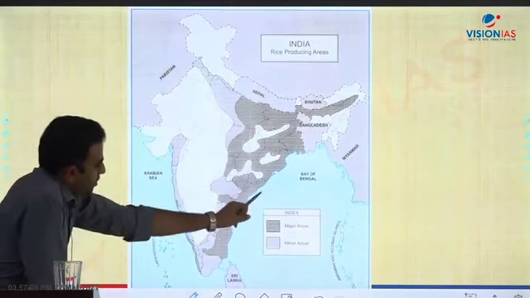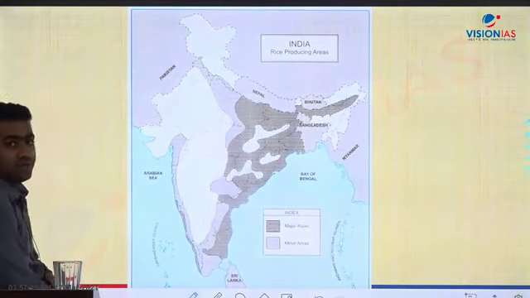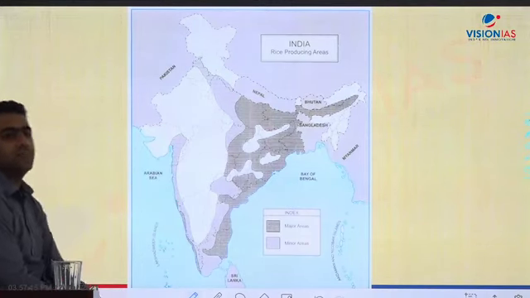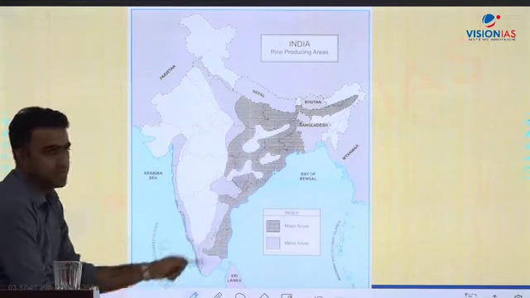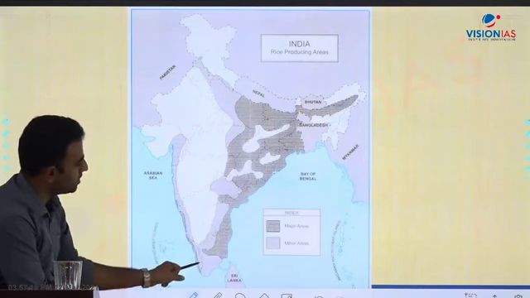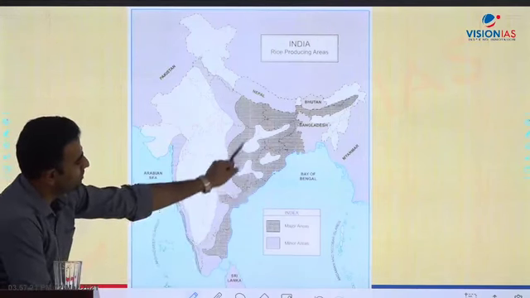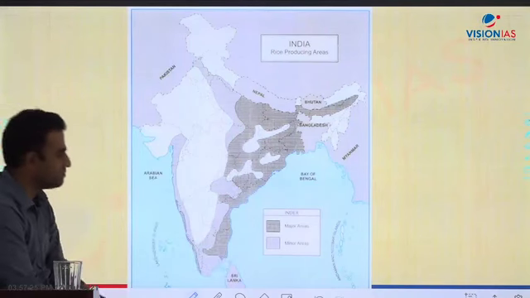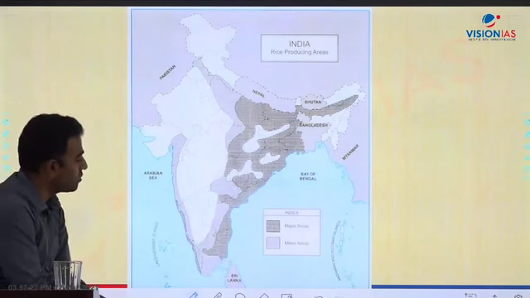You can see these are the core regions where they are grown, and which soil? Alluvial soil. Entirely Ganga Brahmaputra plain and delta mein we have alluvial soil, along with the coastal regions, coastal Andhra Pradesh, coastal Tamil Nadu, Odisha. Okay, they are the entire Assam belt, major rice growing region. These were the core regions.